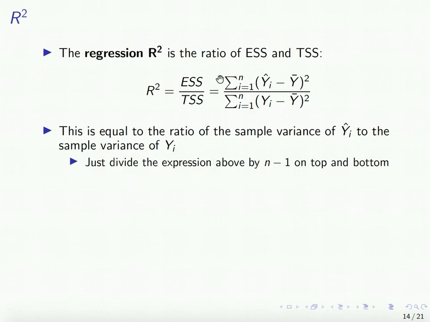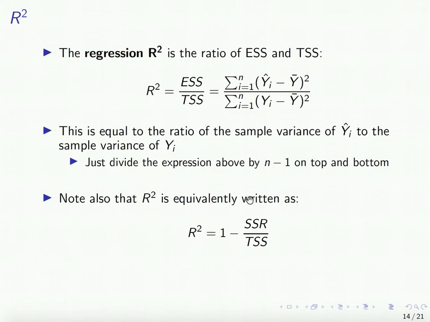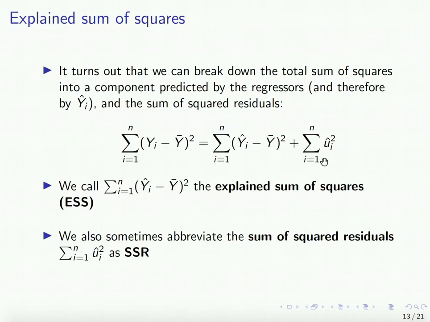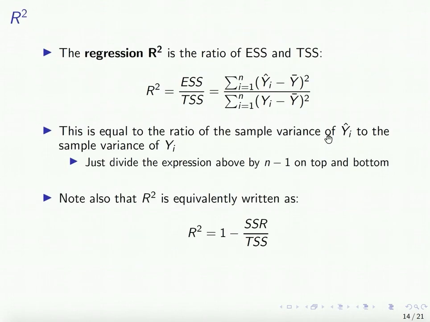To see this, again, you can divide both sides by n minus 1. And note that this expression here is actually equivalent to 1 minus the sum of squares residual over the total sum of squares. Again, this part didn't change, that's this. The sum of squares residual is this expression right here. So what this is saying, and that's completely equivalent to this, is the part that is not explained by your model divided by the total sum of squares.